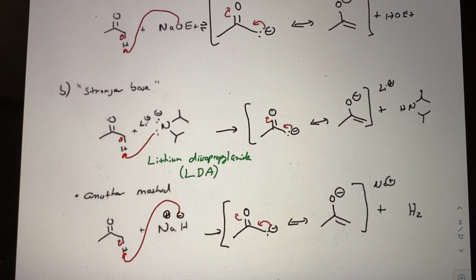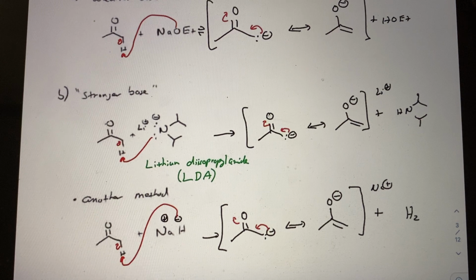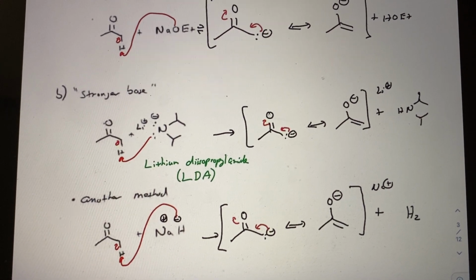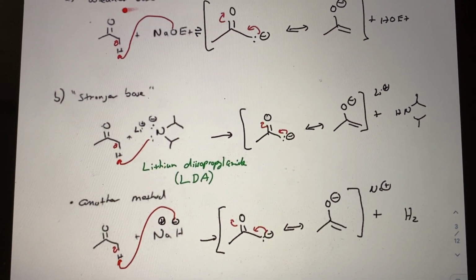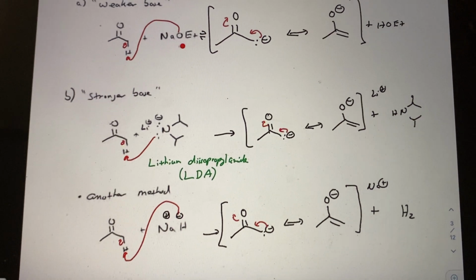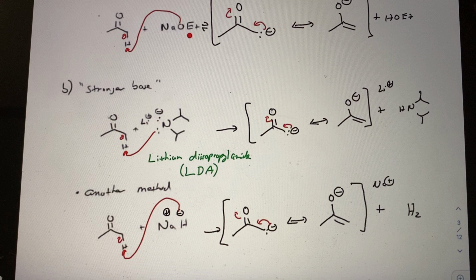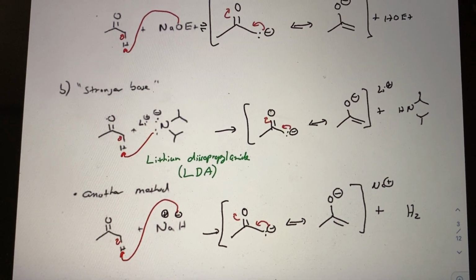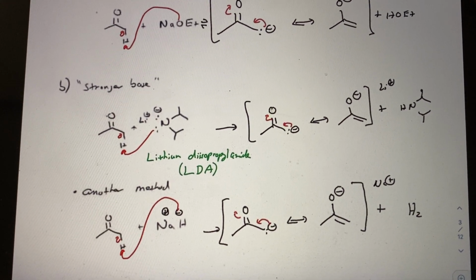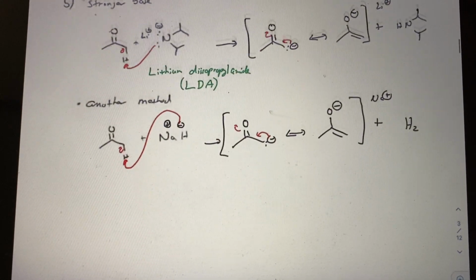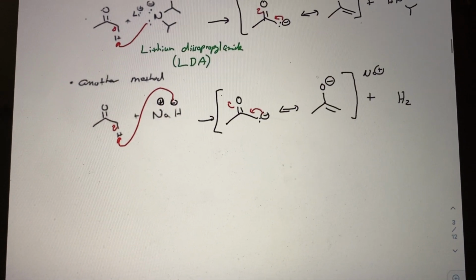So those are three methods of generating an enolate ion. And the key thing is we have a weaker base, and it doesn't have to be ethoxide, it could be methoxide or hydroxide, something with a pKa around 16 to 18, or LDA, which is a very common strong base. Okay.